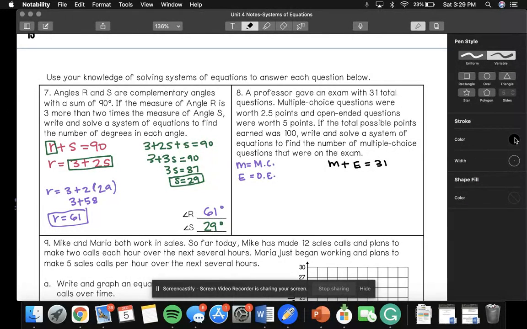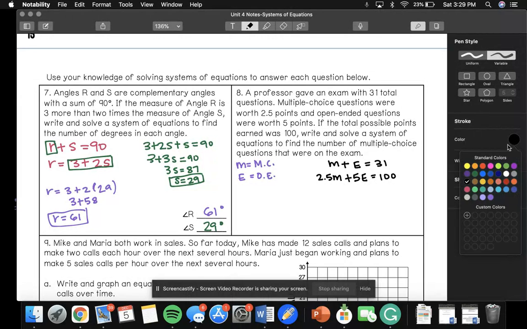The second constraint is the point value of them. Multiple choice questions are 2.5 points each, whereas open-ended questions are 5 points each. And of those 31 questions, that's a total of 100 points. So that's why we have our second equation, 2.5m plus 5e equaling 100.